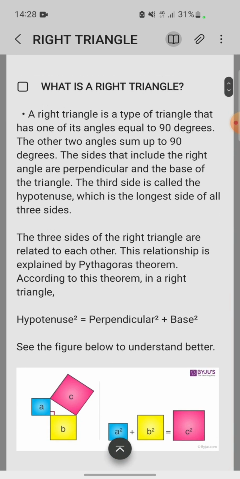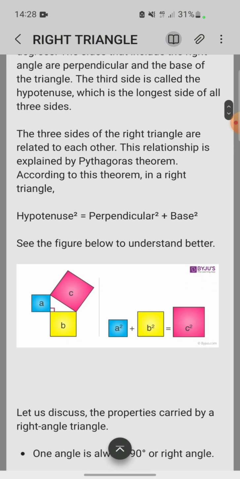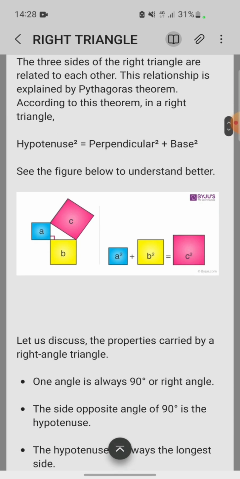The three sides of the right triangle are related to each other. This relationship is explained by Pythagoras' theorem. According to this theorem, in a right triangle, hypotenuse squared is equal to perpendicular squared plus base squared. So see the figure below to understand better. In this figure, we can see that a squared plus b squared is equal to c squared. This is the formula of the Pythagorean theorem.